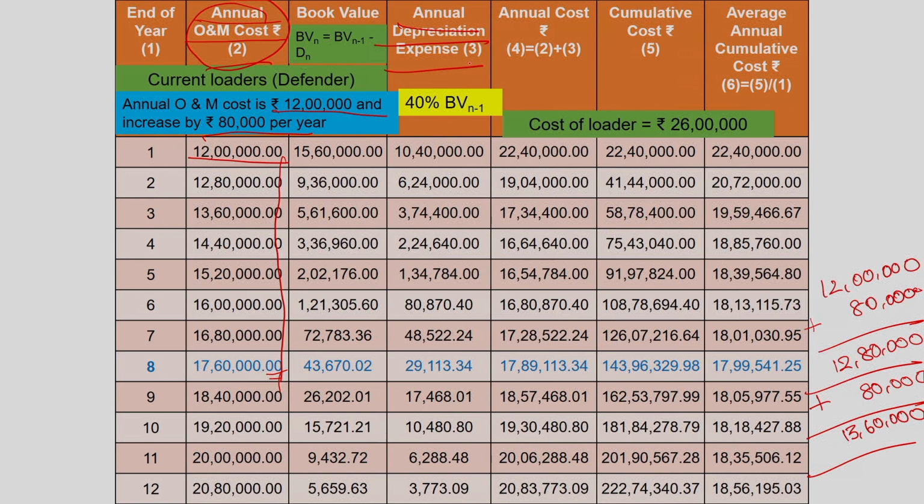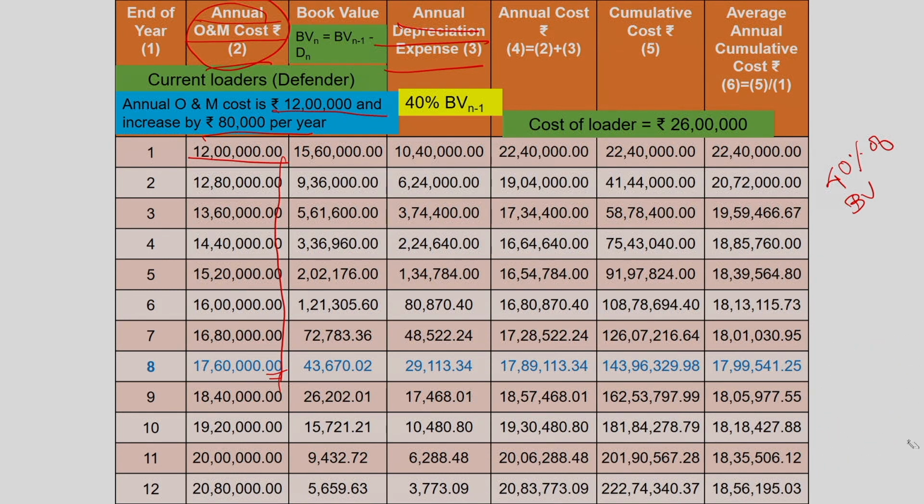In this problem we are going to estimate based upon the guideline of 40% of book value. Now let us estimate the depreciation for the first year. Depreciation for the first year is nothing but 0.4 into the book value. At the beginning of the first year, the book value is the cost of the loader, 26 lakh. So 0.4 into 26 lakh gives you the depreciation as 10 lakh 40,000 for the first year.